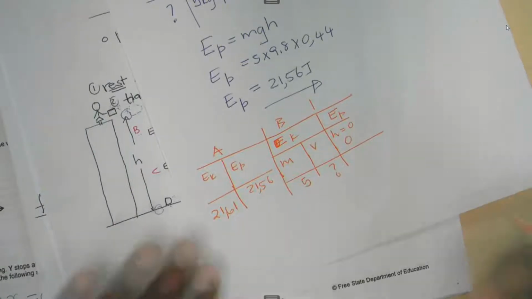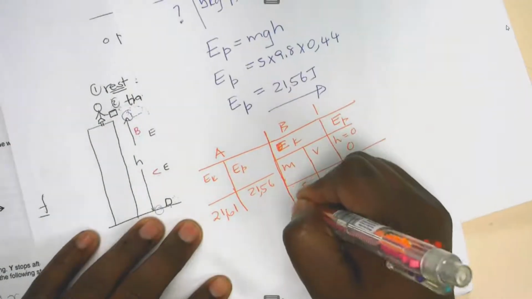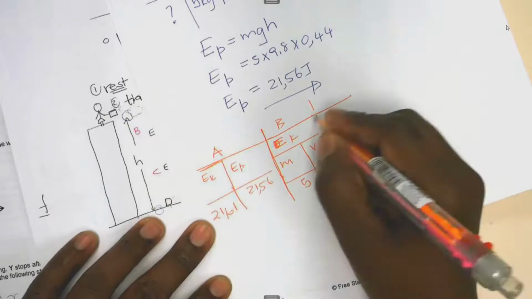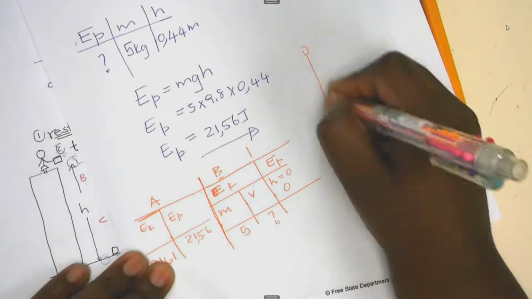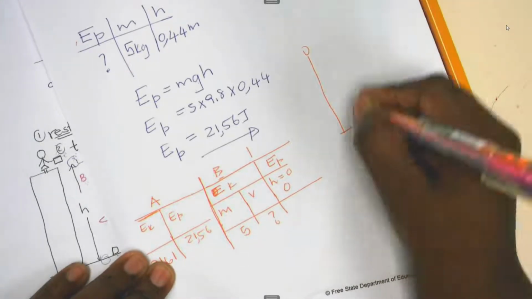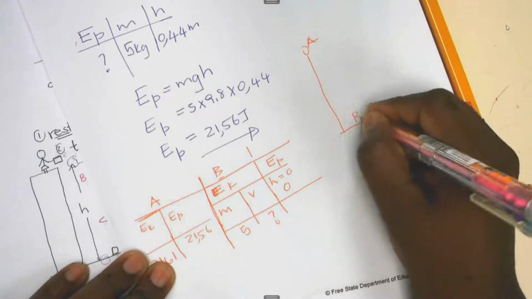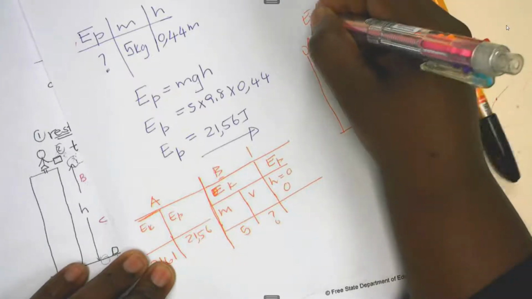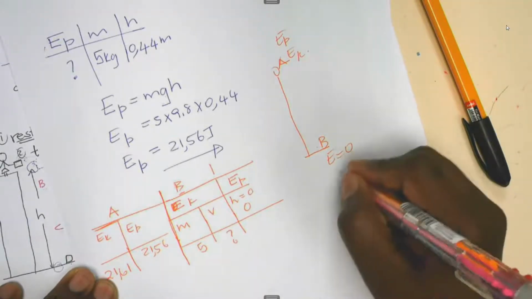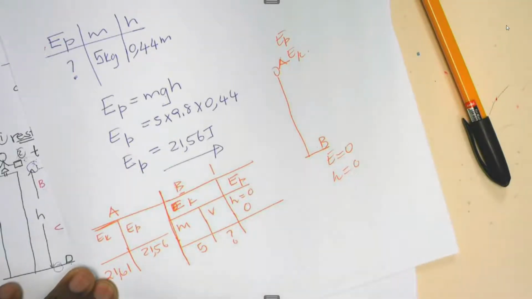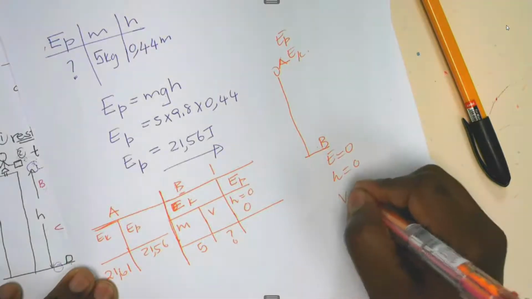I hope it's not confusing. This is at A and this is at point B. So it moves from here to hit the ground. So this is A and this is B. We already calculated EP and EK. And here EP is equal to 0 simply because h is equal to 0. And we want to know the velocity.